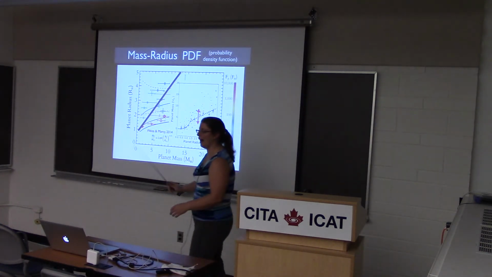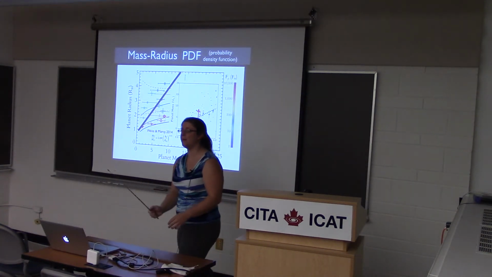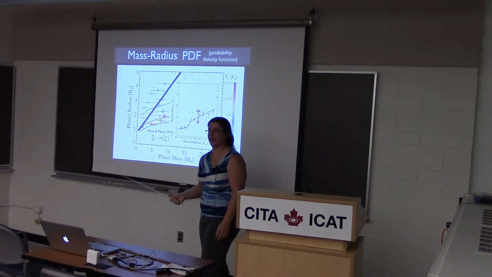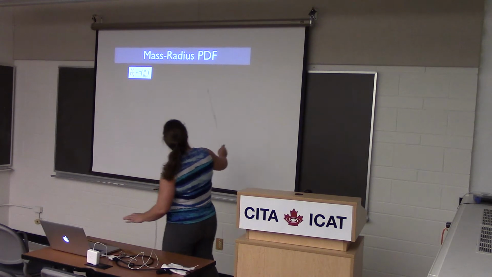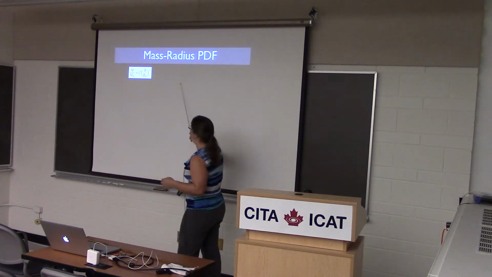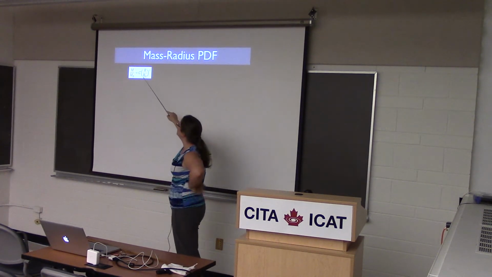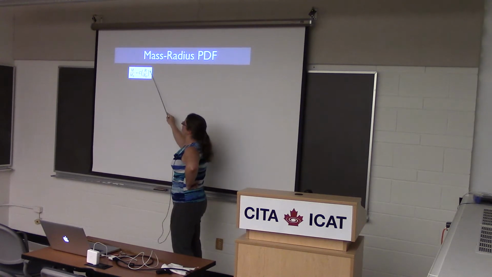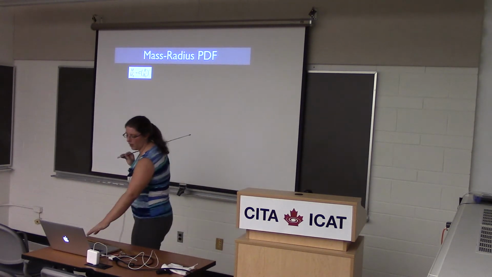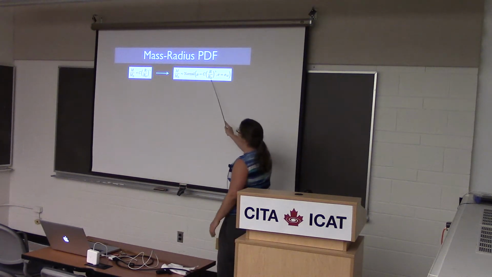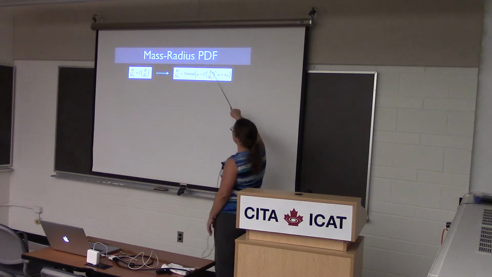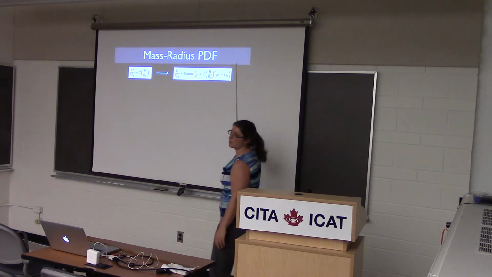So at a given radius, what is the probability that a planet has a given mass? Okay, so this is one way we can do it. This is the mean relationship. I have some parameters here, the normalizing constant in the power law. What we want to do is go from here to this kind of probability distribution, where the mean is this power law relationship, but there's some intrinsic spread.